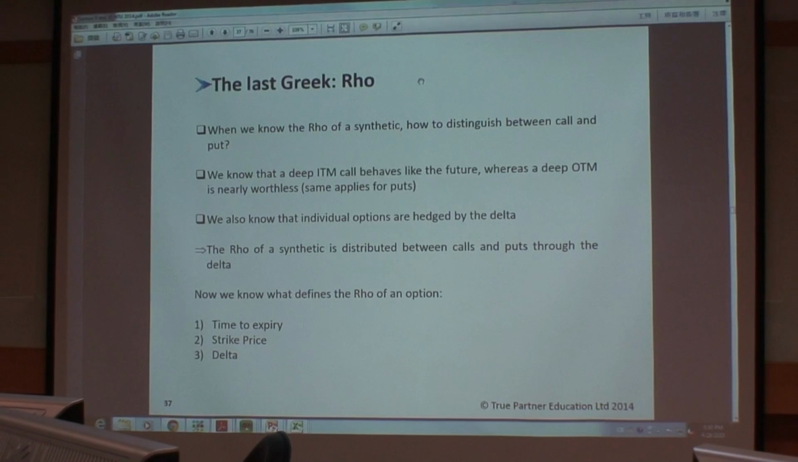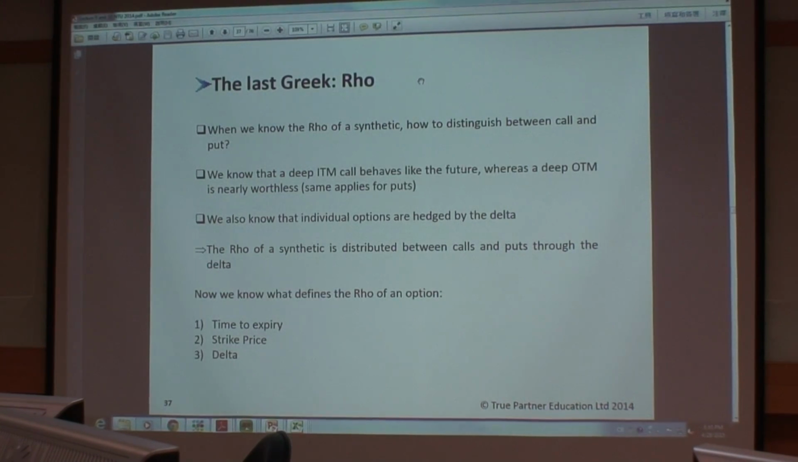I know that the deep in the money call actually behaves like stock. I'm selling almost 100 shares as a hedge. So a deep in the money call is where the synthetic's rho is. A deep in the money put has a very negative delta, so I need to buy a lot of stock. So you can imagine that it's related to interest, so it's related to about that amount that I have in the bank after delta hedging.